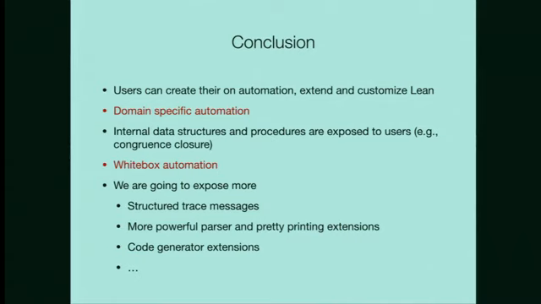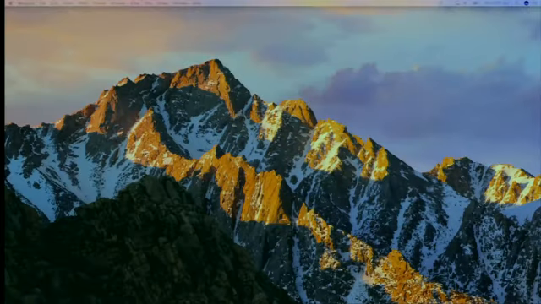For instance, we want to have structured error messages and trace messages to make all information that Lean produces a first-class citizen, in such a way that in Lean you can traverse the information that's produced by Lean. We want to allow the user to write more powerful parser extensions and printers. We want to allow the user to improve the code generator and so on. But before I finish, let's have the small demo.